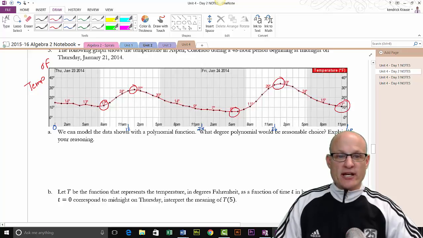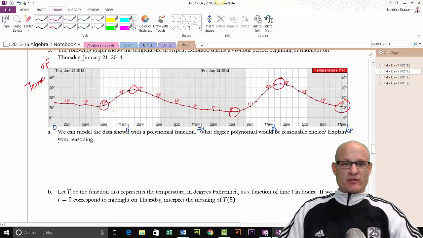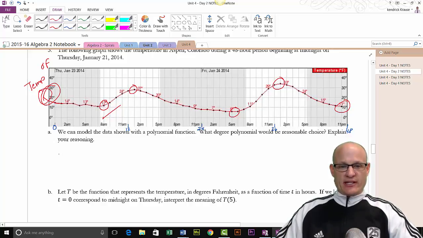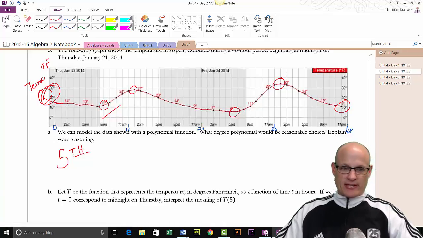So if I'm just looking at this 48-hour period, I've got 1, 2, 3, 4, 5. I have 5 relative extrema, or 5 relative mins and maxes. Now, there's probably one over here somewhere, over in this area too, maybe 6. Well, this is going back up. So let's say there's another relative extrema here. So then what we have is 6 relative extrema. So probably this is a fifth degree polynomial. Would be a really good way to model this thing. Doesn't have to be. I mean, if I kept going, I can go 7th degree, 8th degree, 9th degree polynomial. But in this case, let's just stick with that.